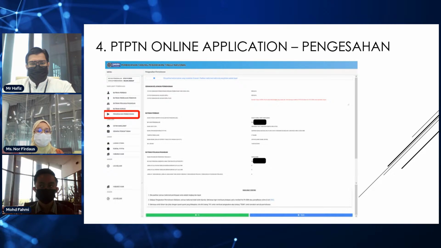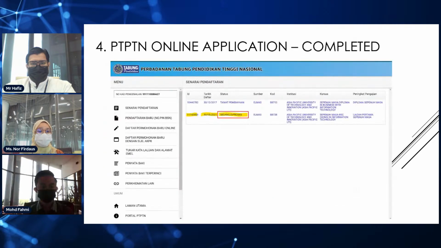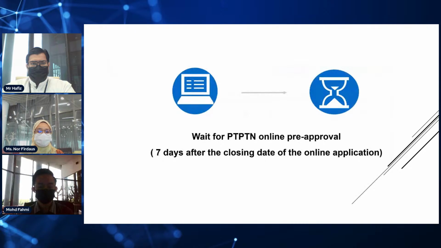Okay. Once you click the button, you also need to check your online application status and it must be sedang diproses. Again, please note that the deadline to submit the online application, with status sedang diproses, is 30th of June 2021. Next, once your application status is sedang diproses, you need to wait for the pre-approval, which will be released an estimated 7 days after the online application deadline. So that is it for the online application. Okay, thank you.